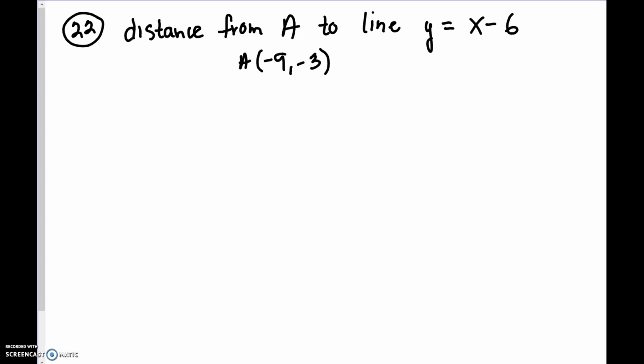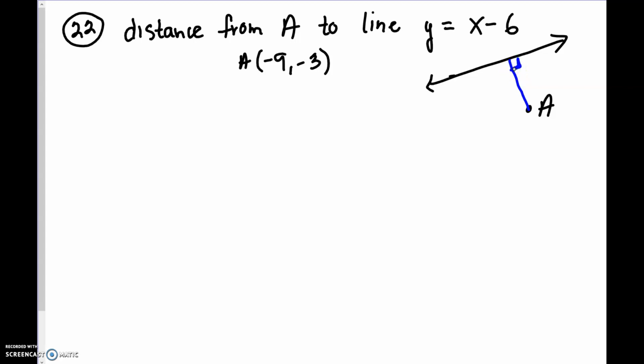This was the most difficult of the problems probably. So what you're doing is trying to find the distance from this line. So we have a line right here, and we have a point A. What they want us to find is the distance from A to this line. And whenever we're finding the distance, remember we are talking about this perpendicular line.